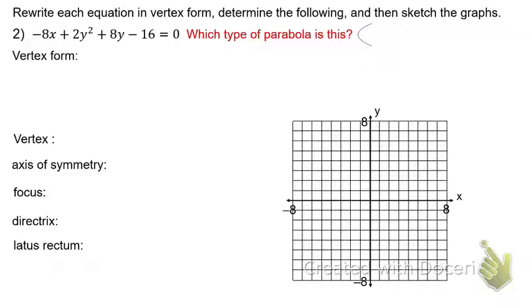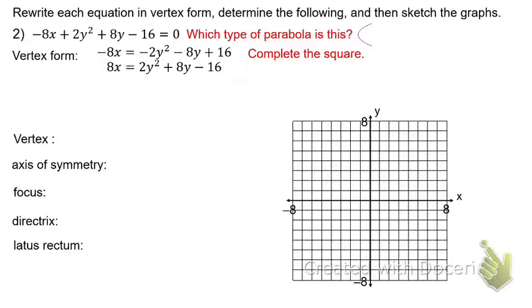So we know it's going to be some type of either opening to the right or left. So now when we want to get vertex form, we're going to keep x by itself and push everything else to the right-hand side. In which case, to get my completing the square, I'm going to start by subtracting 2y squared from both sides, subtracting 8y from both sides, and adding the 16 to both sides. Push those 3 things to the right-hand side. Leave the negative 8x where it is. Now, because of the negative 8x and also that negative y squared, I could go ahead right now and divide everything by negative 1 and make it a positive x and a positive y squared, just to make it a little bit easier for me. So I'm going to do that now.